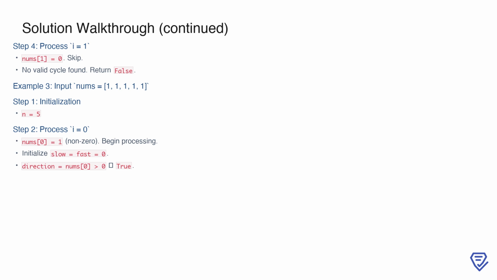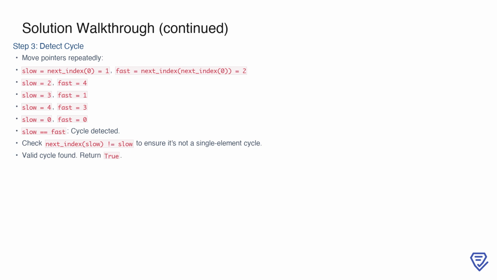As usual, we begin by initializing the length of the array, n, which is 5. Starting at the first index, i equals 0, we see that nums[0] is 1, which is non-zero. We initialize the slow and fast pointers to 0 and determine the direction of movement. Since nums[0] is greater than 0, the direction is positive, and we proceed to detect potential cycles in this array. To detect a cycle in this example, we move the pointers repeatedly.